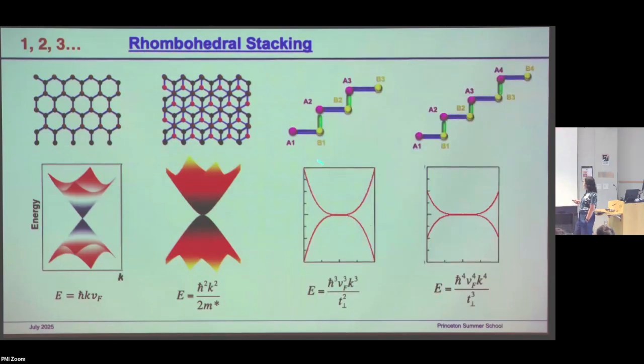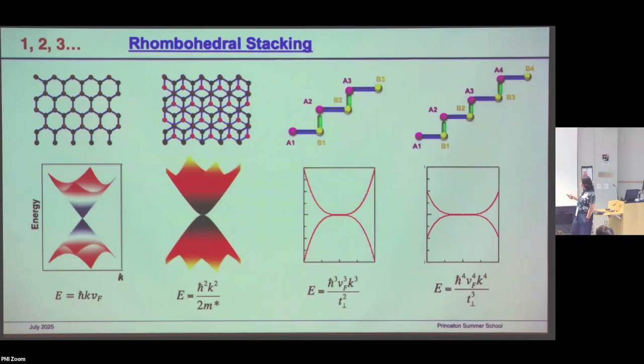Then you have ABC stacking. This is really interesting because it turns out the dispersion goes roughly as the momentum to the nth power, where n is the number of layers. Bilayer is quadratic, tri-layer graphene is cubic, and tetralayer graphene is quartic. Pentalayer graphene, the exciting development you probably all know about, goes as k to the 5th power. So the bands get flatter and flatter, and when you have flat bands, you have correlated states, which makes it interesting.